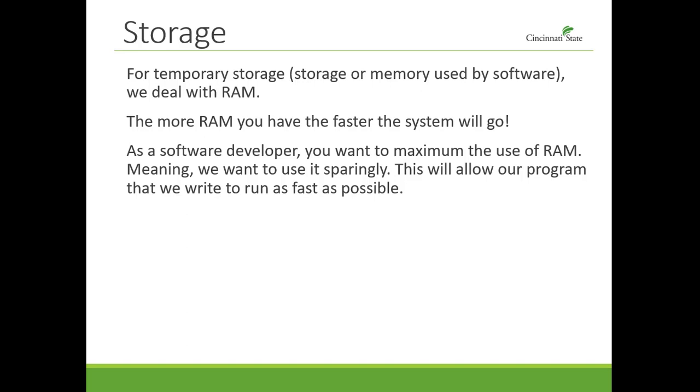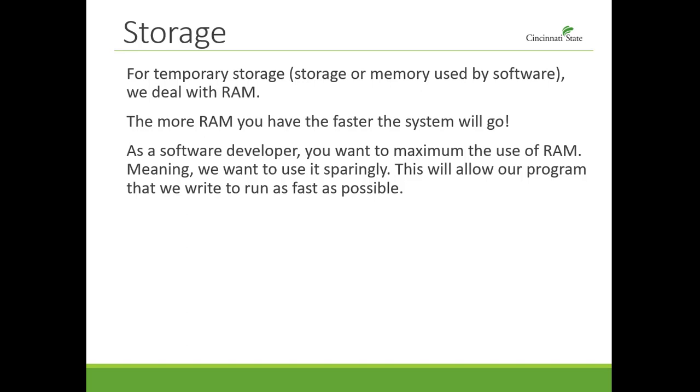So the next one, as far as storage goes, you have the temporary storage, or this is the memory that's used by the software. And this is RAM, random access memory. As a software developer, you want to maximize the use of your random access memory, meaning you want to use it sparingly. And this will allow our programs to run as fast as possible. Okay? And you guys will see that toward the end of this course. We will pull up one program and you can actually run that and possibly change it if you like. It's not a requirement, but you will at least see some Visual Studio code.